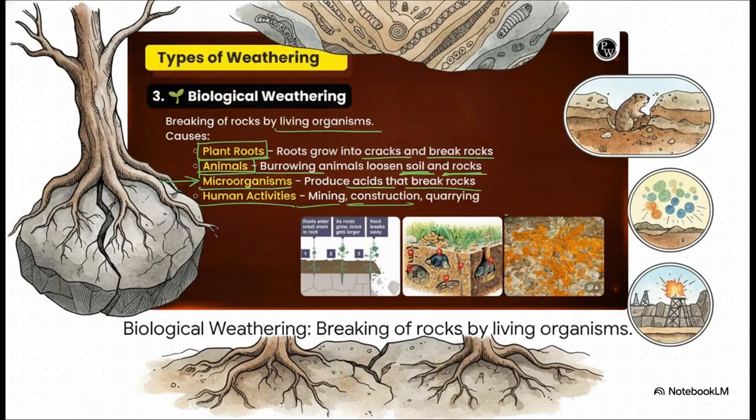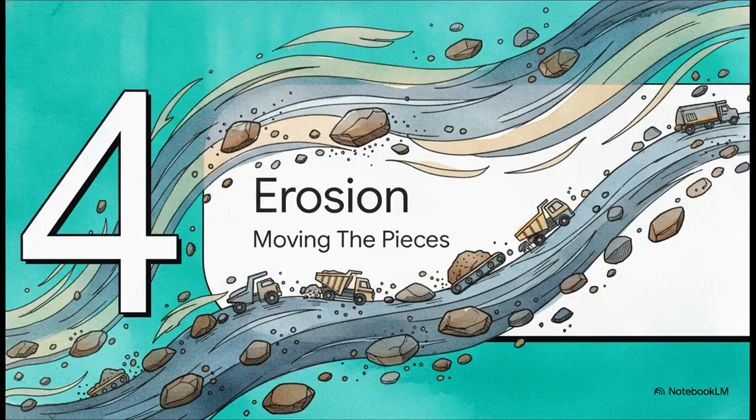Actually, let's zoom in on biological weathering for a second because it's pretty mind-blowing. Think about how something as seemingly harmless as a little tree root can seek out a microscopic crack in a solid stone, grow, expand, and exert enough pressure over time to physically split a massive boulder right in half. No way, right? But it happens. Even burrowing animals or tiny microscopic organisms producing localized acids actively contribute to breaking down the Earth's crust. Nature is just relentless.